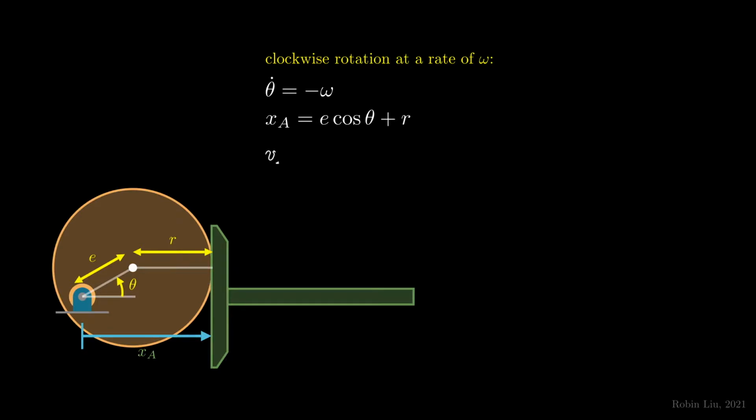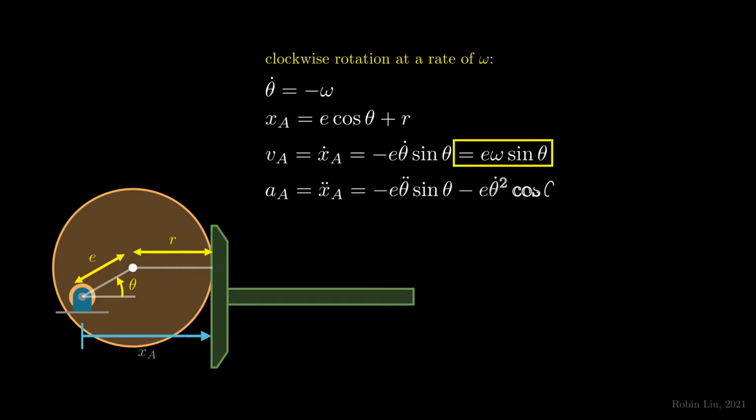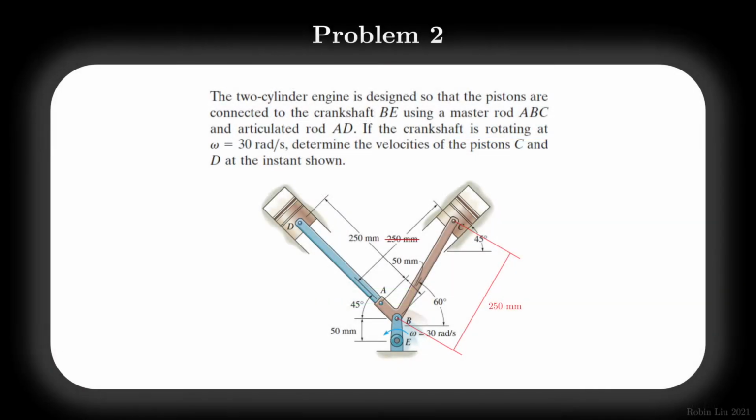If we take the time derivative, we find that the velocity is negative e theta dot sine theta. Substituting negative omega for theta dot gives us the expression e omega sine theta. If we take the time derivative again, we find an expression for the acceleration. Since theta dot is constant, theta double dot is 0. Making the same substitution as before for theta dot tells us that the acceleration of the follower is negative e omega squared cos theta. Now for problem 2.